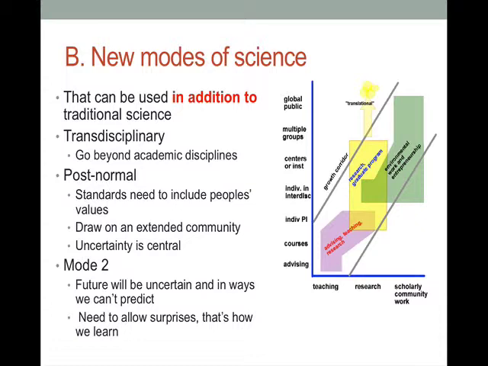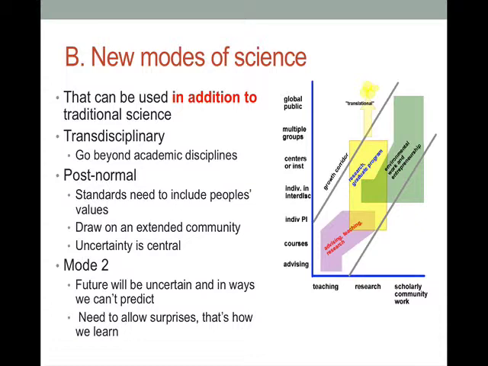Another definition of science, that is post-normal science, states how we need to have standards that actually include people's values. What do people value, and that scientific standards should include that. Draw on an extended community, that is experts and people with experience in the community. And finally, that uncertainty is central. So defining what we mean by uncertainty is one of the key pieces of post-normal science.